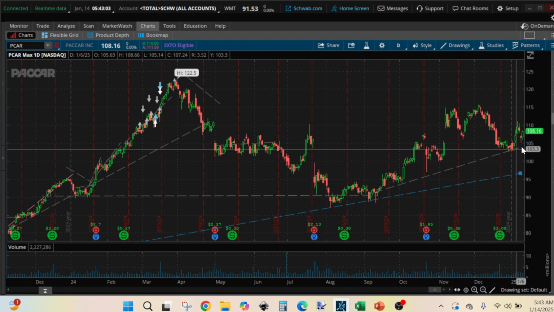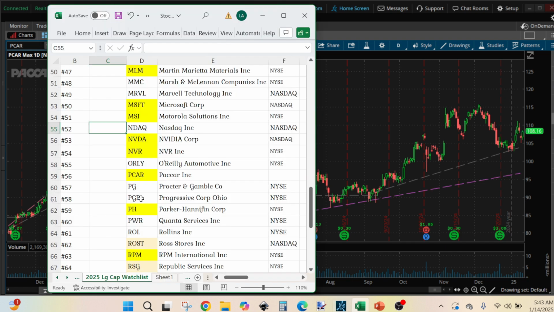But because I have it in my portfolio, I don't want to buy more. It will take a while for that to go higher for me to make profit on the previous purchase. I just prefer to wait on that one. The next one is PJ.